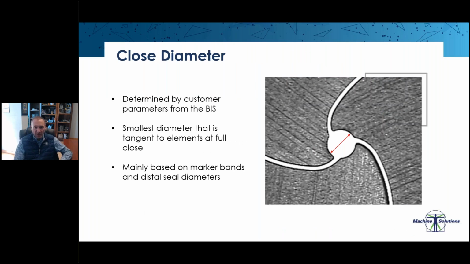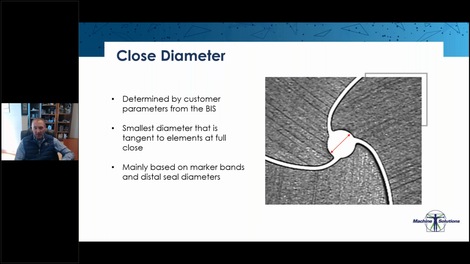We talked about closed diameter a little bit on the previous slide, so this is a good example of what we're actually talking about. It's the through hole that is seen as all the elements are closed down. It's the diameter that's tangent to the elements at full close, that red arrow you see across there. As we look at the distal seal or marker band diameter, whichever is greater, we want to make sure that the closed diameter can accommodate those various sizes without pinching. If we land the tip of the element into the distal seal because it's too large for the closed diameter, it'll create witness marks or potential damage.